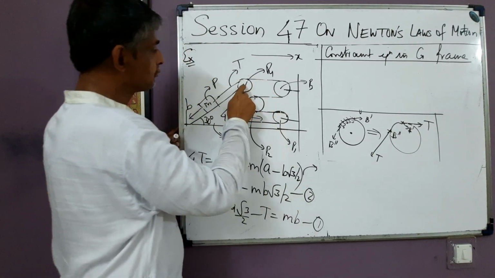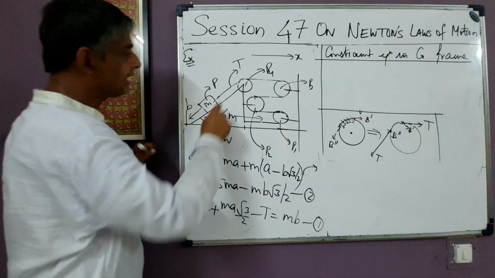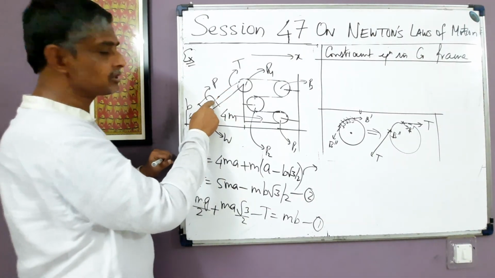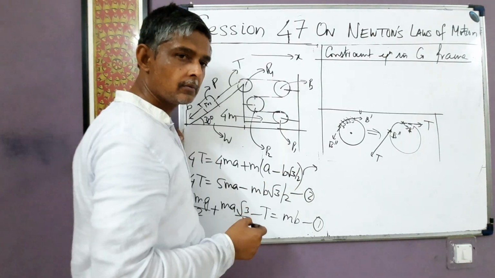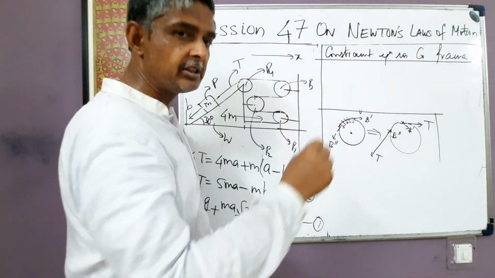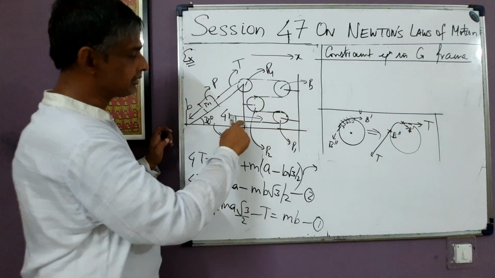This string is in contact with pulley P4 at effectively this point and this point, as has been shown here itself. And then finally the string is in contact with block P at this point. So we have to write down the work done by the string on all these bodies in the time interval small t to t plus dt and equate the total sum of work done to 0. Okay. So we start from here.